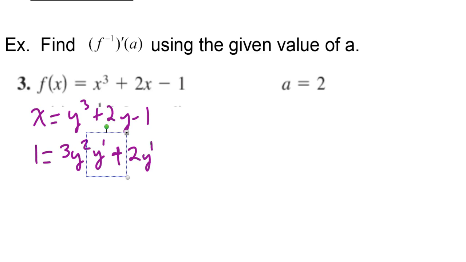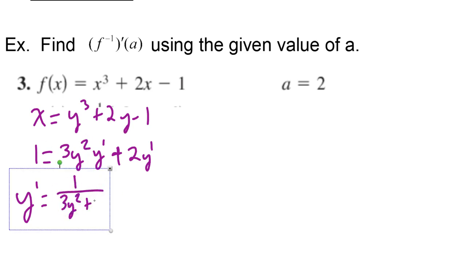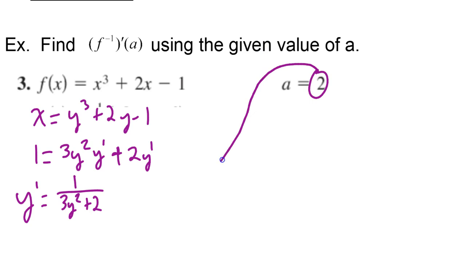Okay, now that I've taken the derivative of my inverse function, I need to isolate y prime. Well, to do that, and again, this is just algebra, I get y prime equals 1 over 3y squared plus 2. Again, I just factored out the y prime and then divided the quantity 3y squared plus 2 across. Now it's time to plug in the 2. So I'm going to plug in this 2 for x in this.